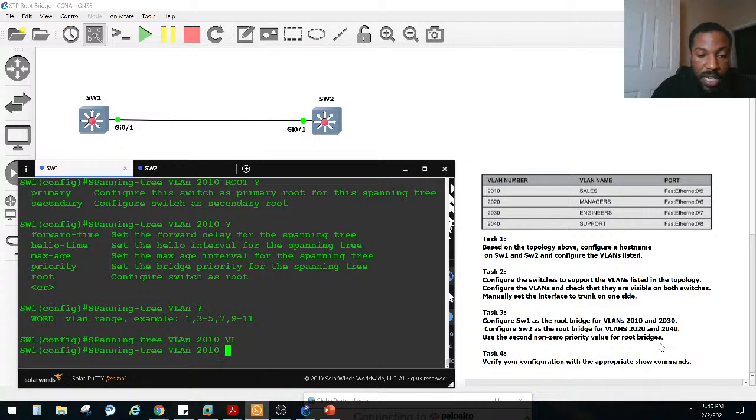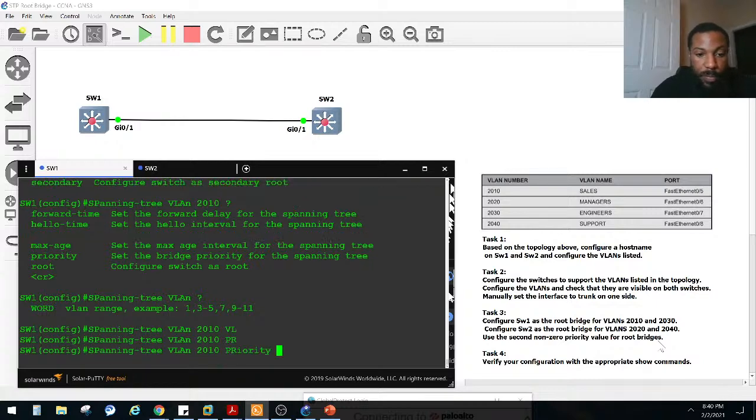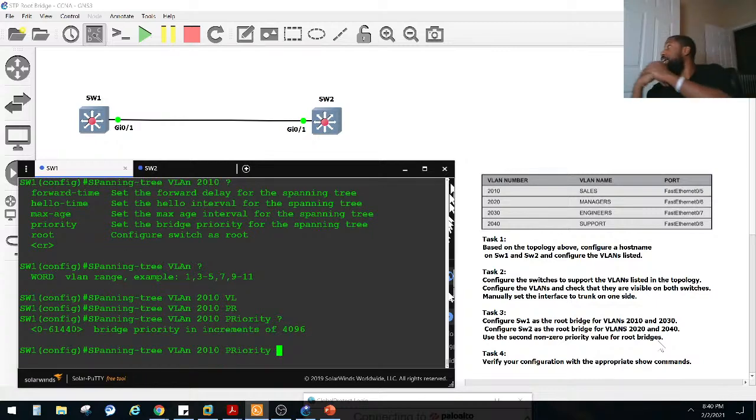Okay, so VLAN 2010, and then priority. There we go, right there. So yes, you was right. My bad, Brian. So yes, Brian was correct. You are very correct. It was after the priority. Then you put the priority number.